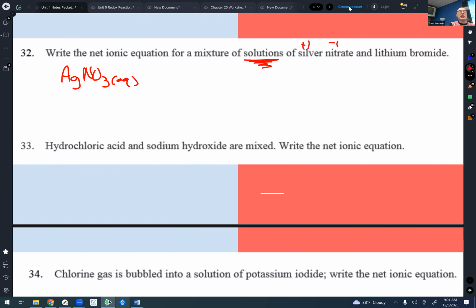We've got a second one, lithium. What's the formula for lithium? Li. What is the formula for bromine? Br. What are the charges of lithium and bromine?